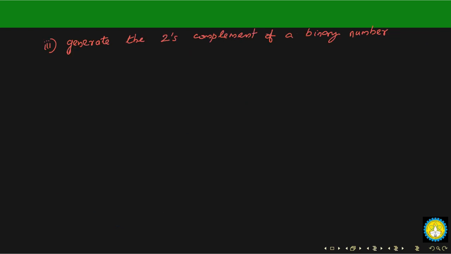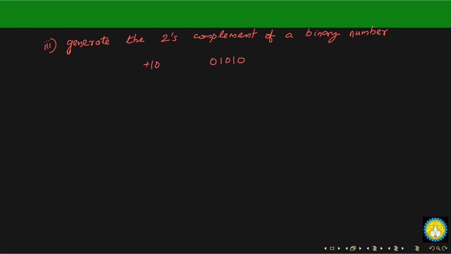So in this question, you are asked to generate the 2's complement of a binary number. You might have already studied how to find the 2's complement of a binary number in digital systems, right? So I will just recap with an example. You might know that positive 10, the decimal number, has an equivalent representation of 0, 1, 0, 1, 0 in binary.